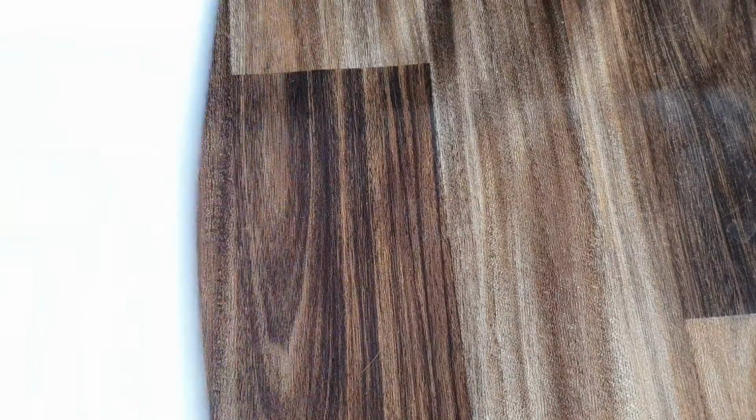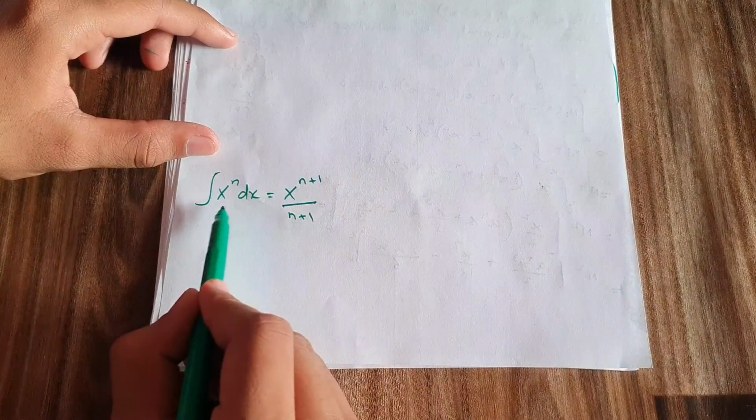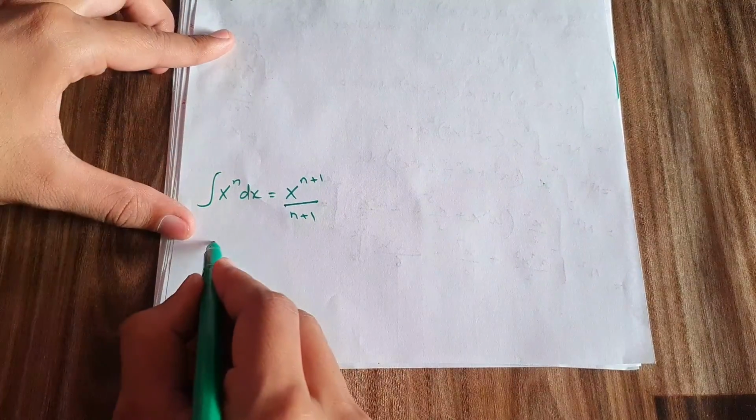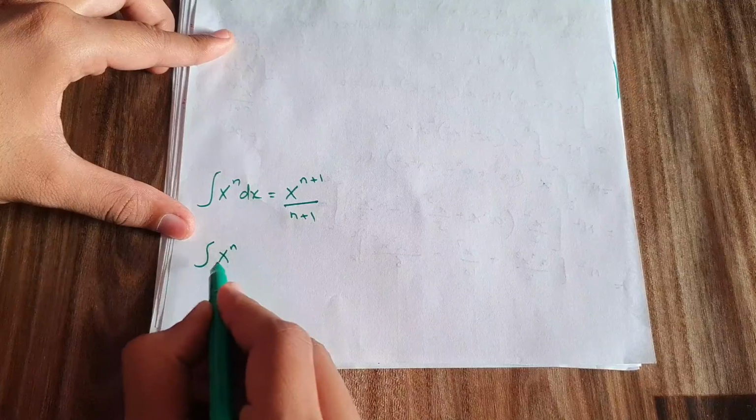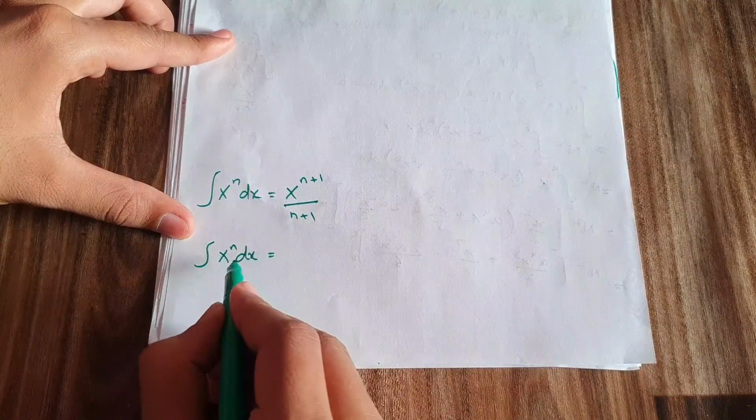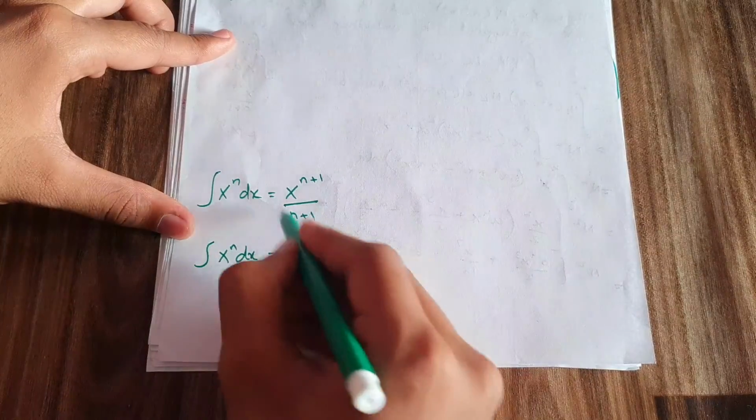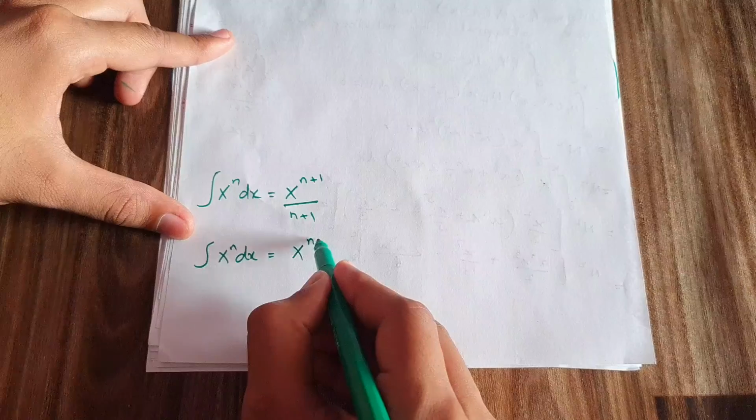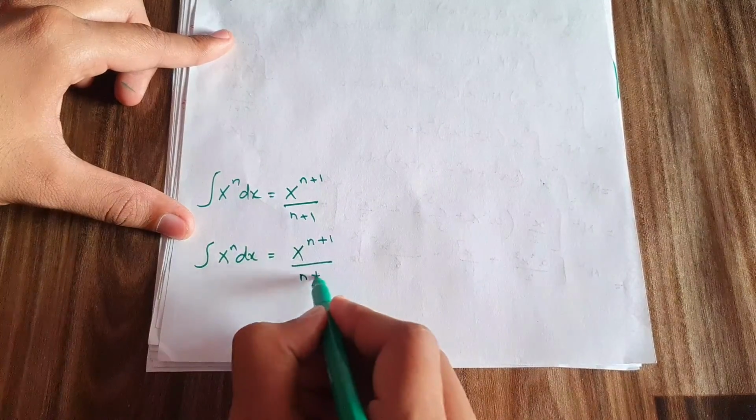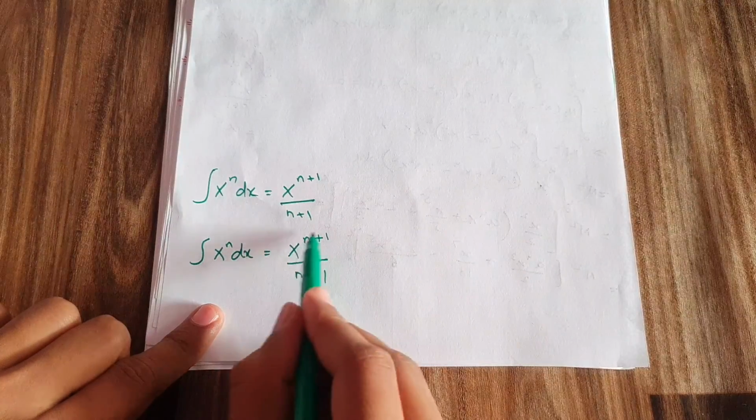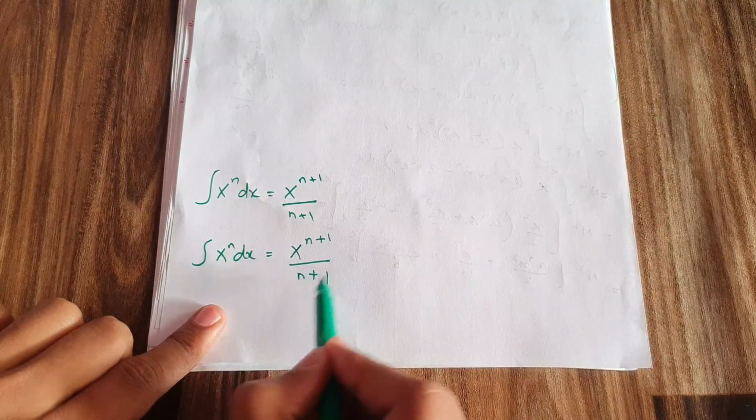First of all, you need to understand the basic rule of integration. If I am going to integrate a value in which x is raised to power n, dx, then the integration of this will come out to be x to the power n plus 1 divided by n plus 1. I just have to add 1 to the power and divide by the same number.